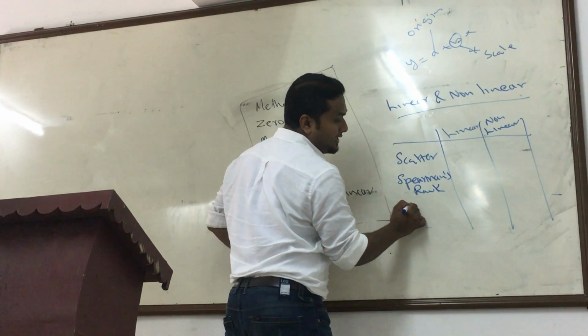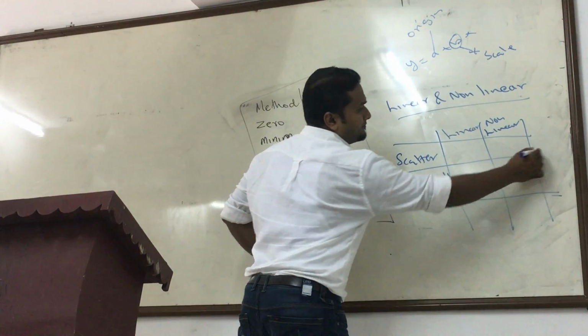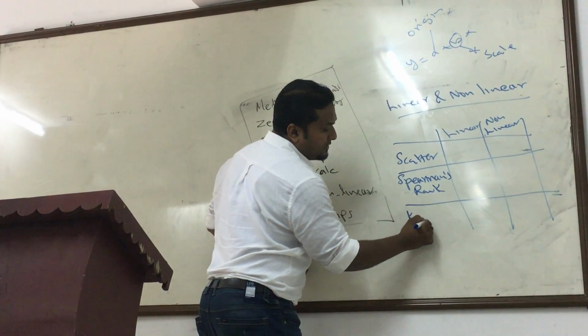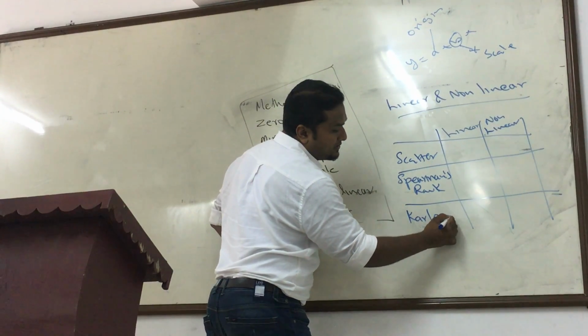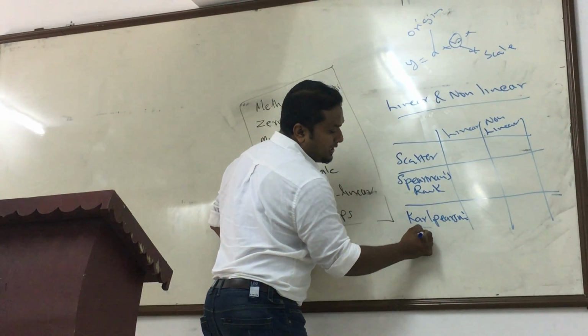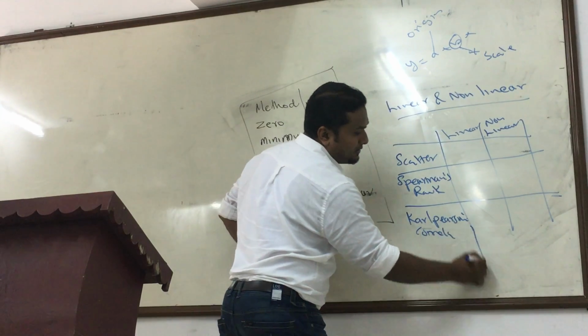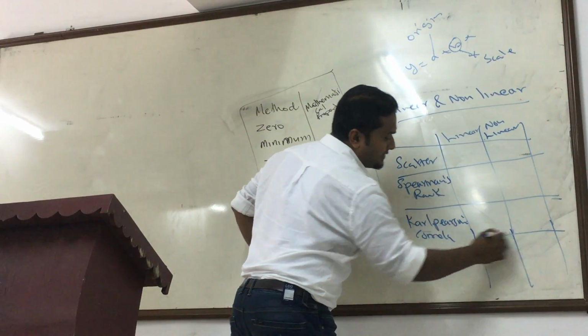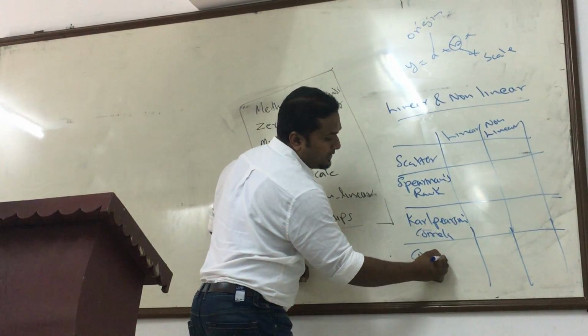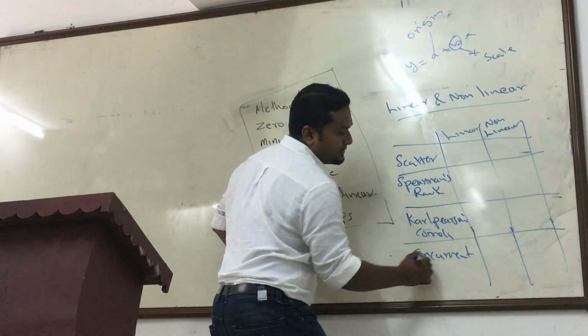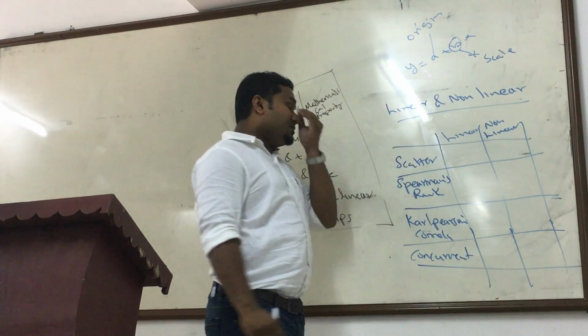Now can I put Karl Pearson next? Karl Pearson's correlation coefficient. Then the last one is concurrent deviation. Actually, no question is asked from concurrent deviation.